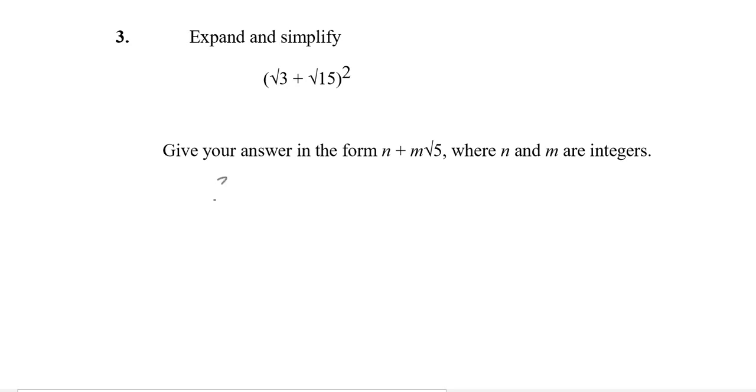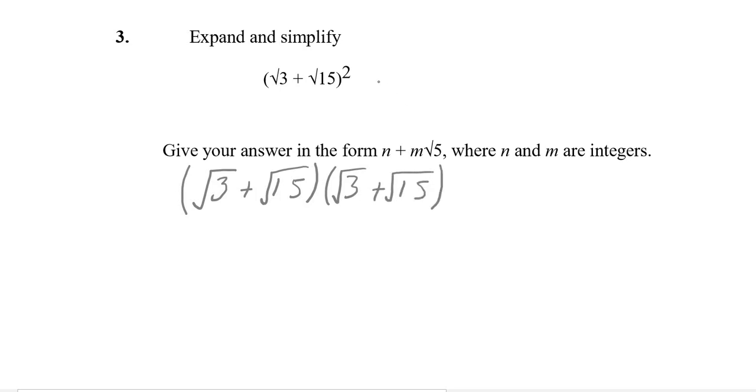I'm going to write down the question first. 3 root plus 15 root. So this is squared. Squared means I can write this twice: 3 root plus 15 root, 3 root plus 15 root. Because if you have a squared, this means I can write it down as a times a. So when you times the same letters together, you get the square.